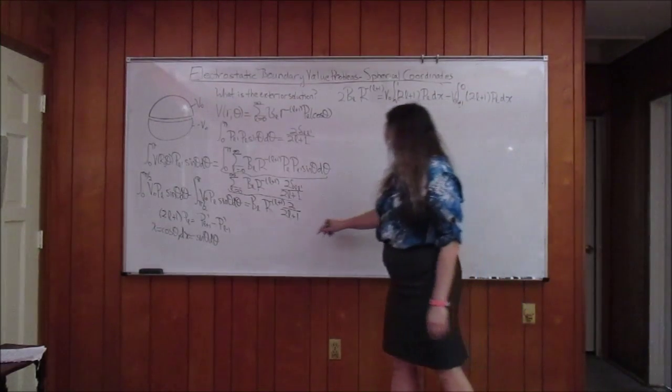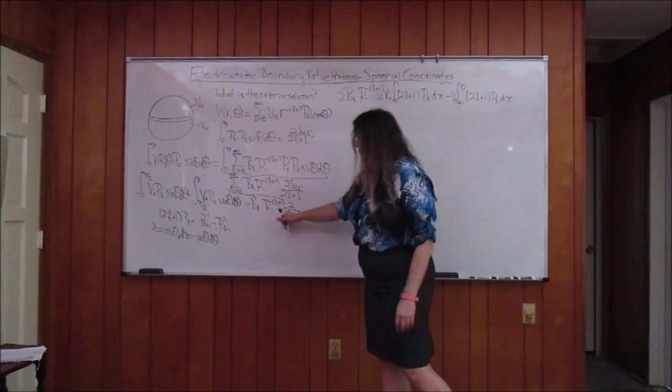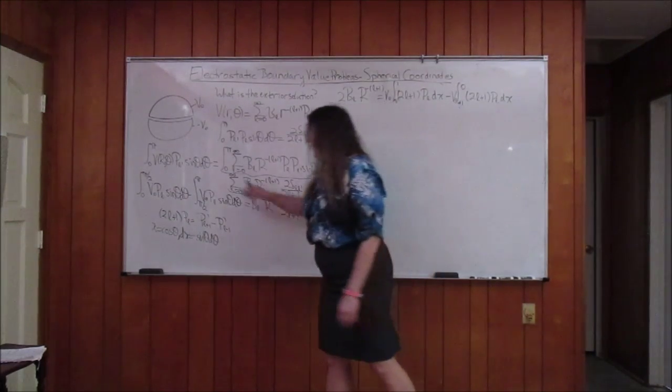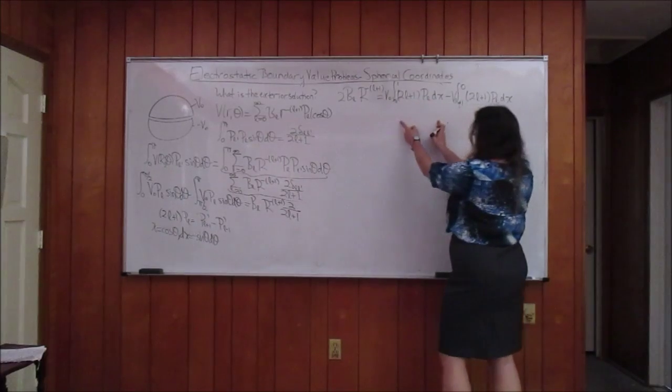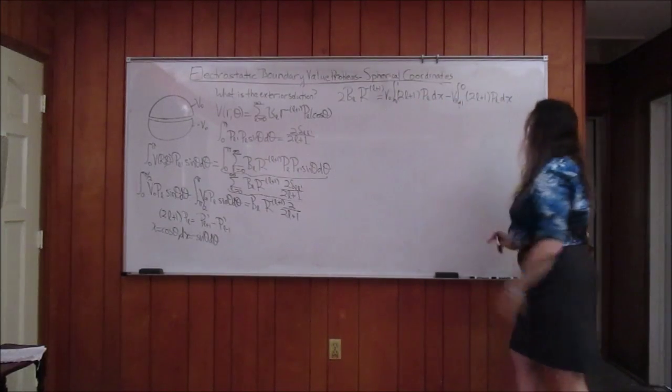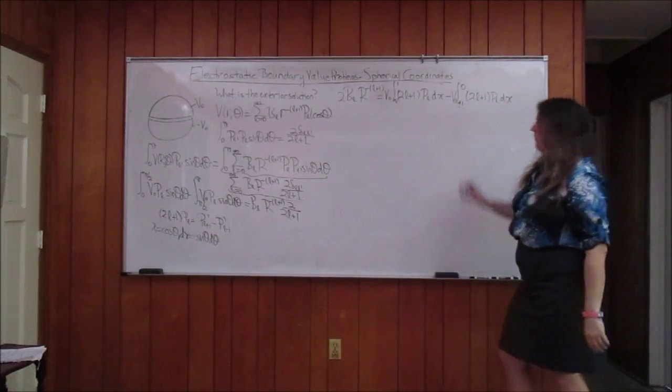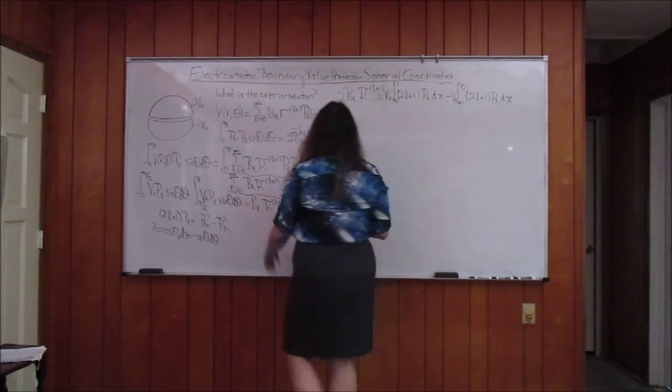And here what I've done is I've multiplied both sides through by 2L plus 1, so now I've got 2L plus 1 times this first integral, and 2L plus 1 times the second integral. And then I can make use of that recursion relation.